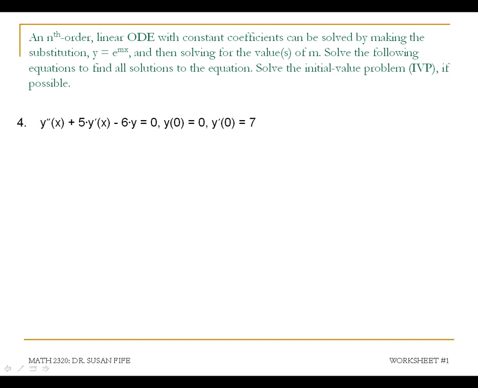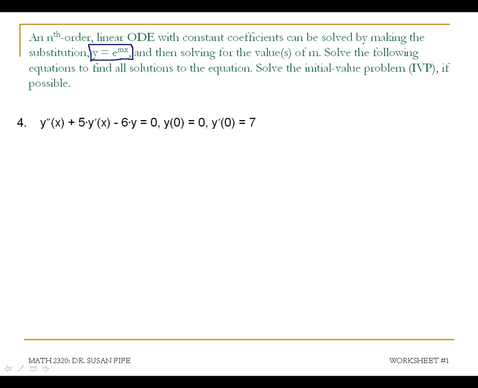Question number four says, we have an nth order linear ODE with constant coefficients. And we can solve those by making a substitution y equals e to the mx and solving for values of m. So what we want to do is solve this initial value problem by making the substitution y equals e to the mx.